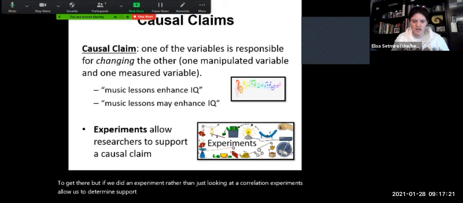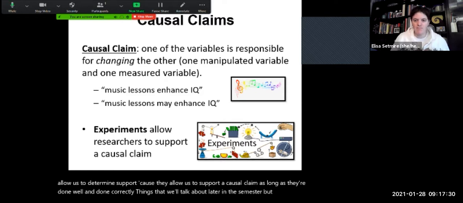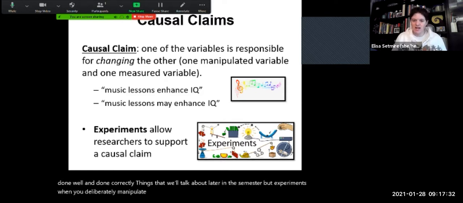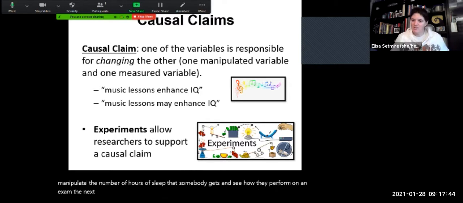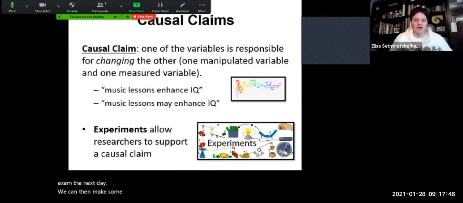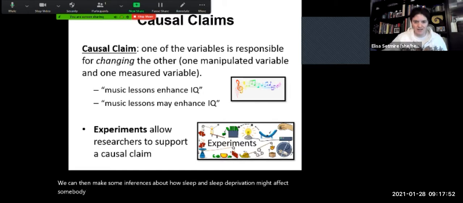They allow us to support a causal claim as long as they're done well and done correctly, things that we'll talk about later in the semester. But experiments, when you deliberately manipulate a variable, allow us to see how it affects something else. Let's manipulate the number of hours of sleep that somebody gets and see how well they perform on an exam the next day. We can then make some inferences about how sleep and sleep deprivation might affect somebody's ability to perform on an exam. So causal claims manipulate variables in order to determine cause or to support a causal claim.